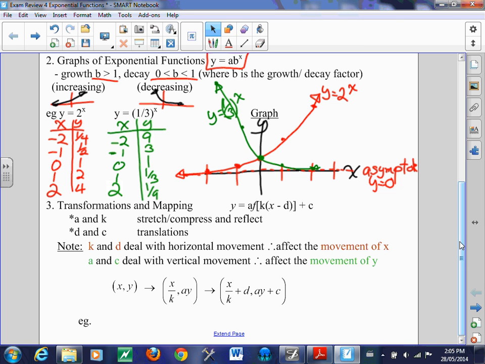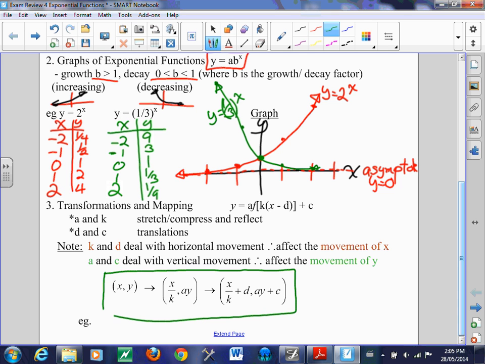Again, the mapping sequence, which is here below, will be provided on your exam. You'll get the copy of the exam formula sheets, so you know exactly what to expect. But this is on the formula sheet.